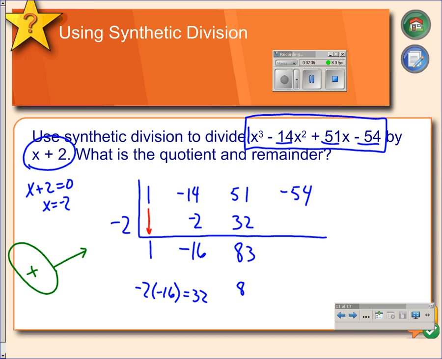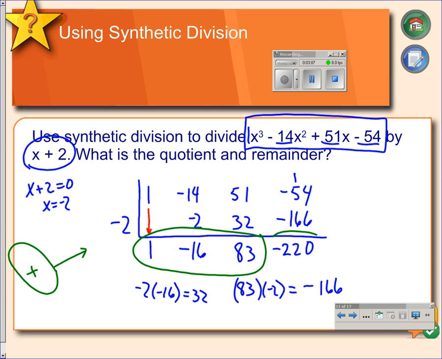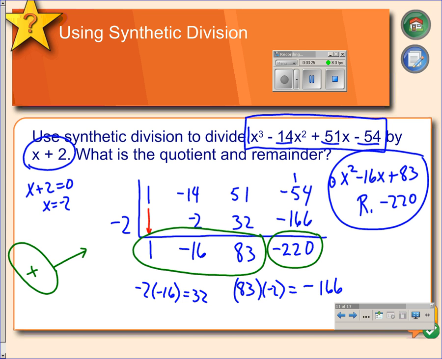Then I take 83 and multiply it by negative 2, which gives me negative 166, and that goes here. And then I add these two together, and that gives me negative 220. So in this problem, the question is, what is the quotient and what is the remainder? The quotient is all of these three, and this last part here is the remainder. So if I were to write it in polynomial form, the quotient is x squared minus 16x plus 83 with a remainder of negative 220. Quotient and remainder.